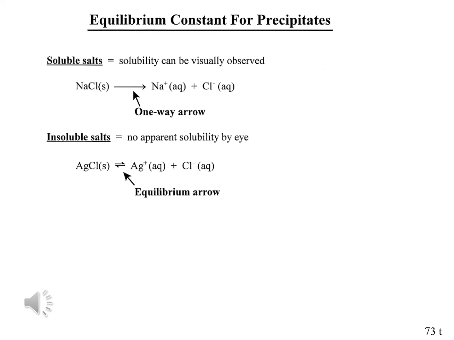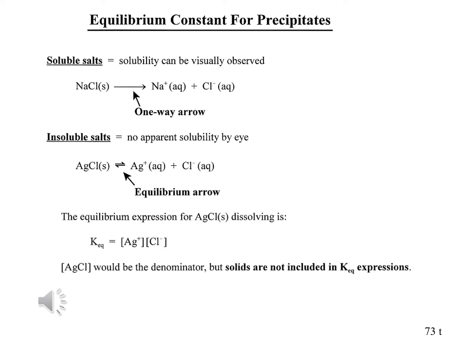Last time I told you about soluble salts that we write the dissolving equation for with a one-way arrow because they're always 100% ions under our conditions. But for insoluble salts, you use an equilibrium arrow because if you just put a little pinch in water, it will set up an equilibrium right away. Silver chloride is the example that I gave, and that's the dissolving equation for when it's in equilibrium.